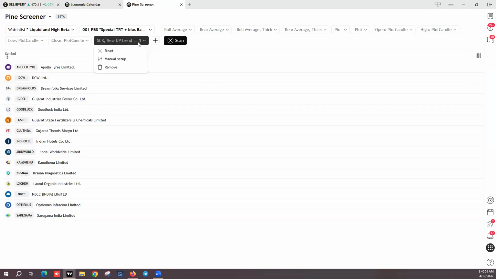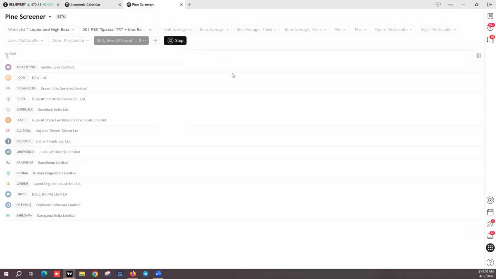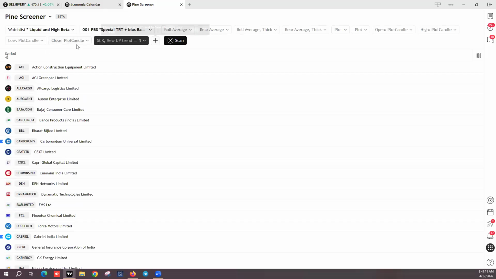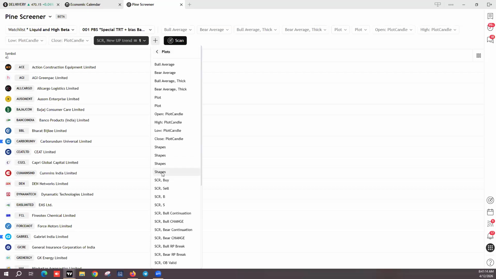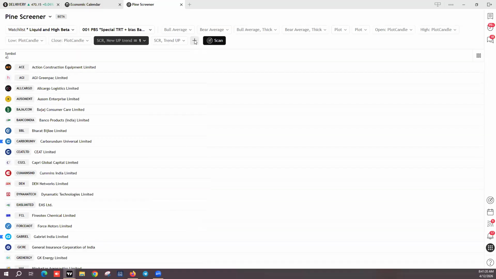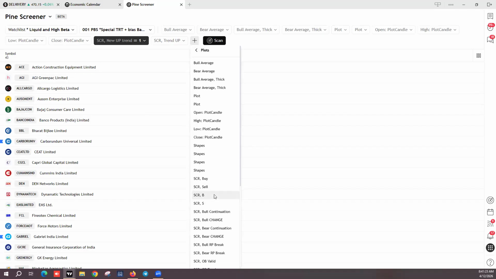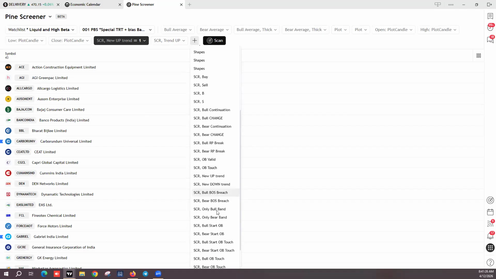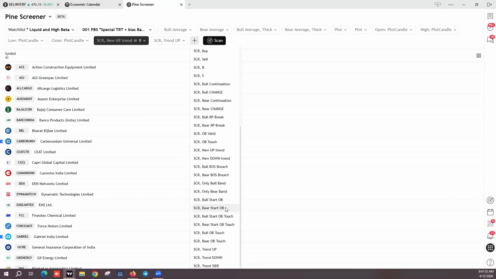Okay, so normally I use daily or weekly charts for this screening. So on the daily chart, there are 43 stocks. These are the 43 stocks. Then you can also check how many stocks are there in uptrend. So SCR trend up. Then you can also check how many stocks have touched the buying area, how many stocks have only bull band, how many stocks have only bear band. All these things can be screened.